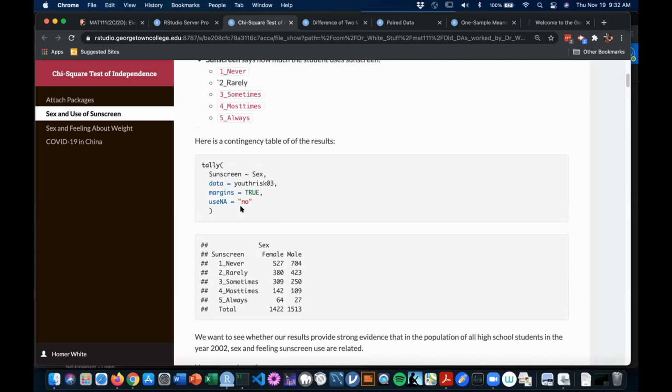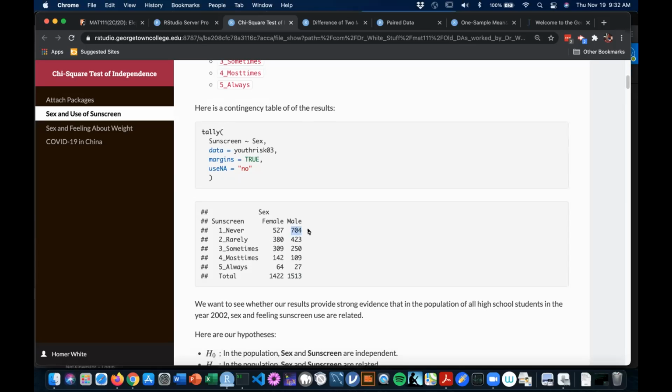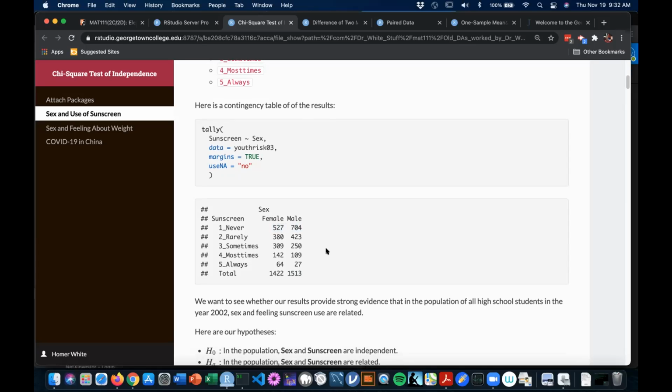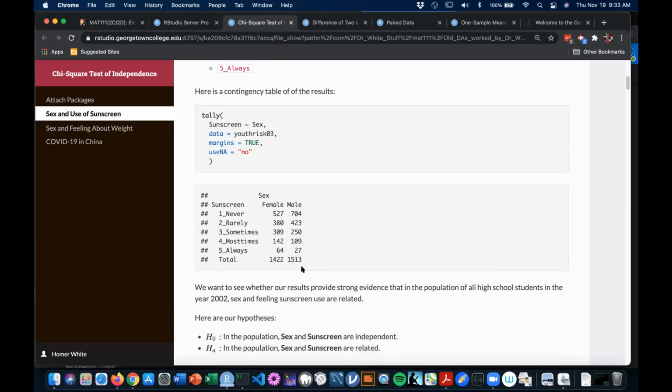So starting off with a simple tally table, you find there's roughly the same number of males and females in the overall sample. Sample size is about the same. And so when you see 700 males versus only 527 females never using sunscreen, or when you see 64 females versus only 27 males always using sunscreen, then you kind of think that this might give some indication that females are more inclined to use sunscreen.